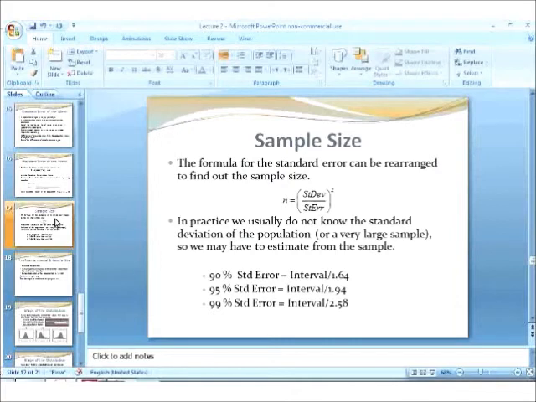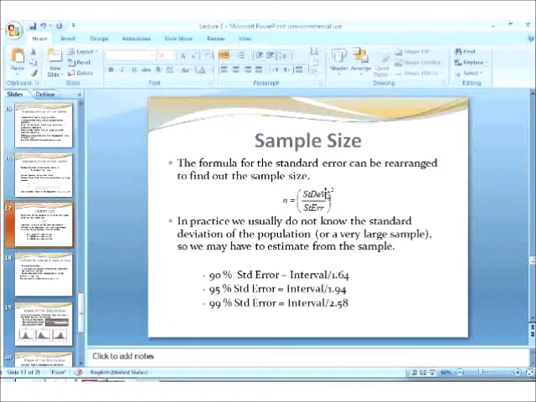So the formula of the standard error can be rearranged to find out the sample size. These are all derived equations. The sample size n is equal to the standard deviation divided by the standard error, whole squared. Okay. So now you understand the concept of standard error. How do you find out the standard error? And computing the standard deviation of the population is not difficult.